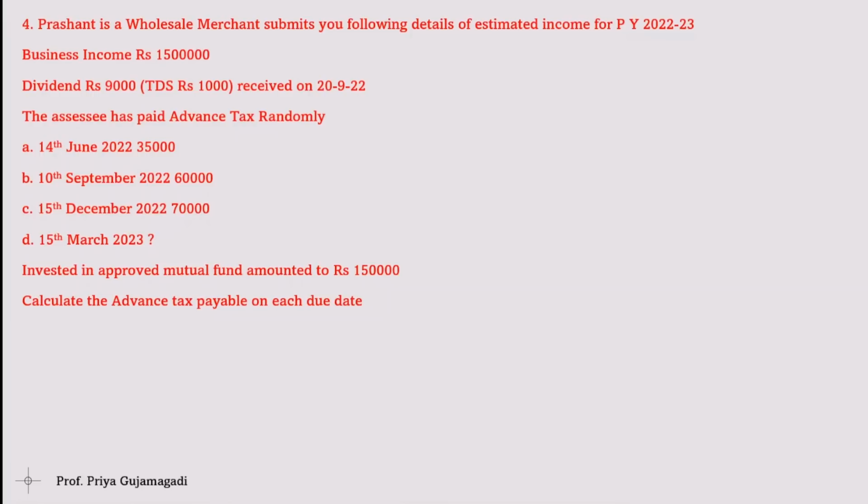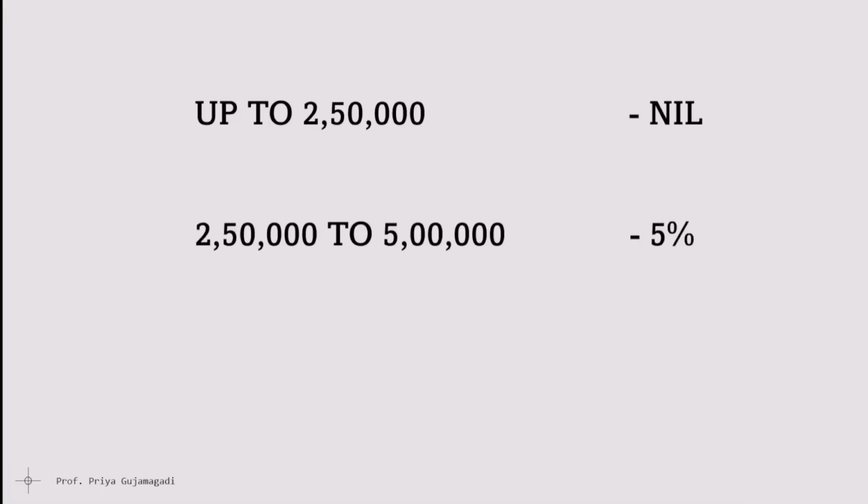I hope you remember there are two tax brackets: one is the old tax regime and one is the new tax regime. So let us see the tax bracket now. First, up to 2,50,000 is nil. So up to 2,50,000 is exempted, so there is no tax payable till 2,50,000.